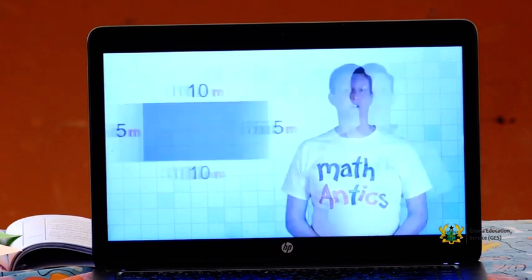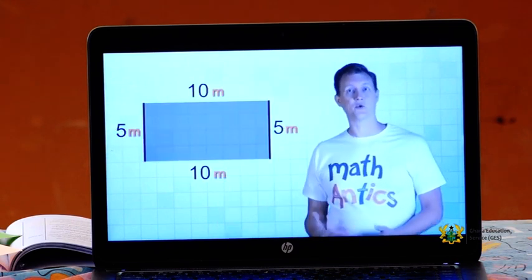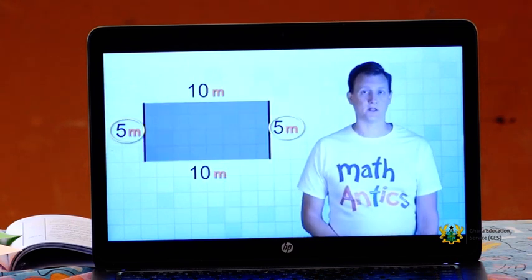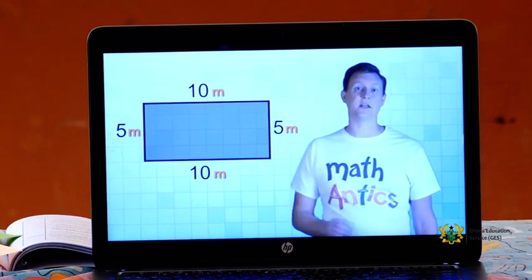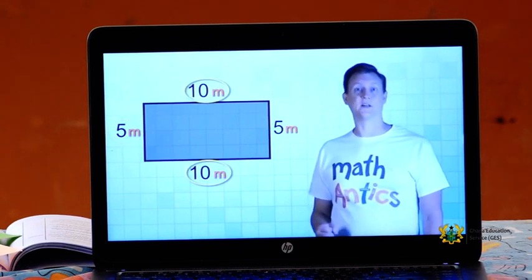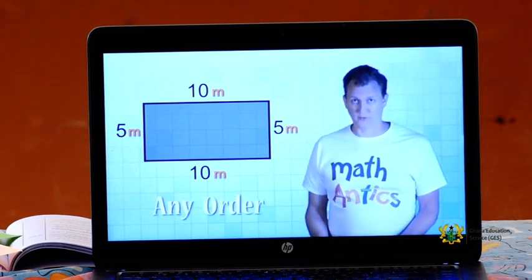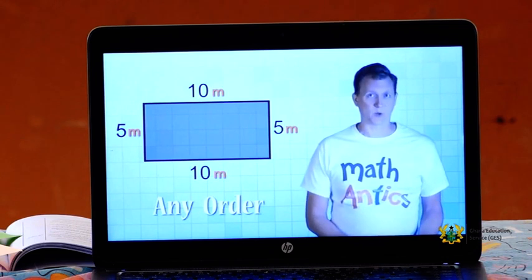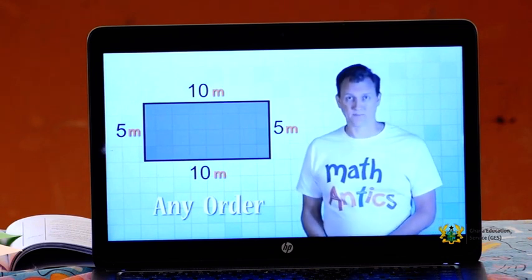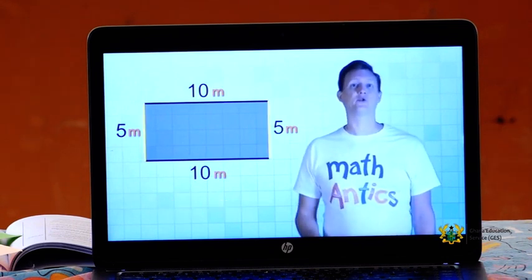This time our polygon is a rectangle, and you can see that the shorter sides are each 5 meters long, and the longer sides are each 10 meters long. So let's add them all up. We can add up the sides in any order we want to, as long as we don't forget any sides or accidentally count any of them twice. And I think I'll add up the two short sides first.